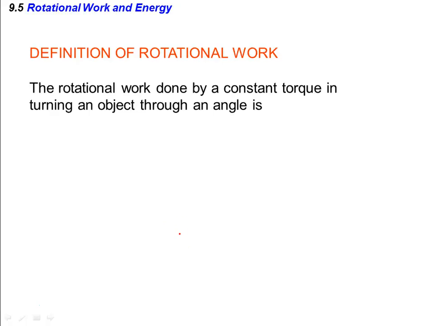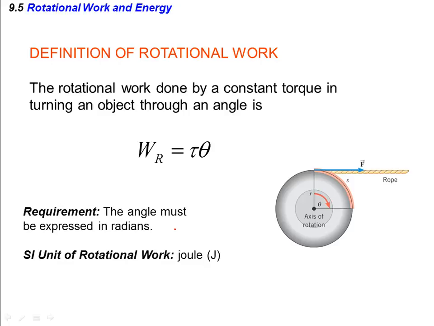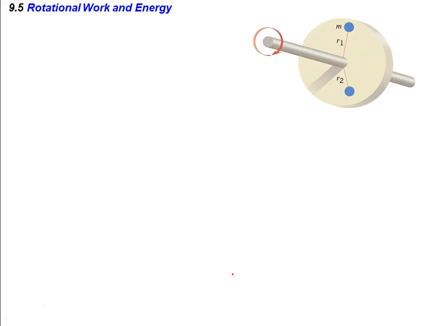So the definition of rotational work is that the rotational work done by a constant torque in turning an object through an angle is tau times theta, or the torque times the angle through which it rotates. Now the angle must be expressed in radians, and then our final result, our work, is in joules.